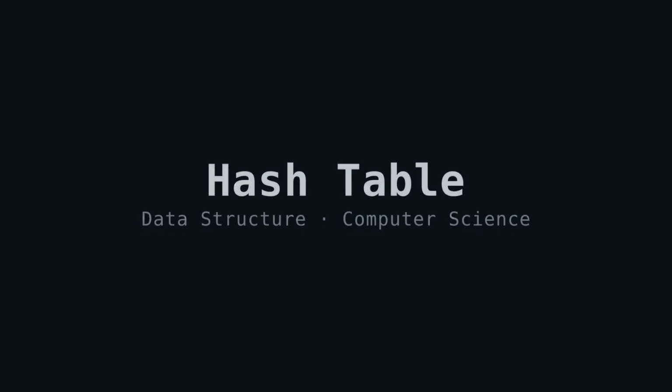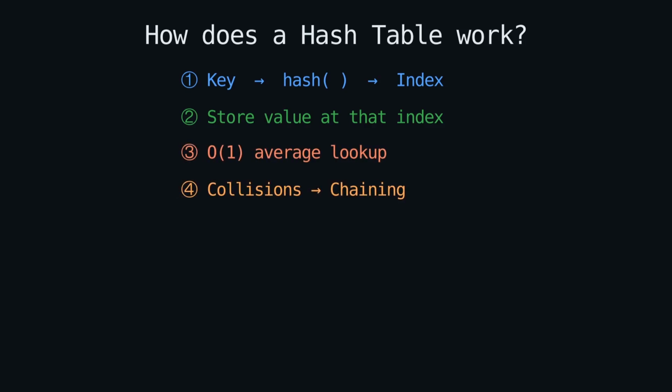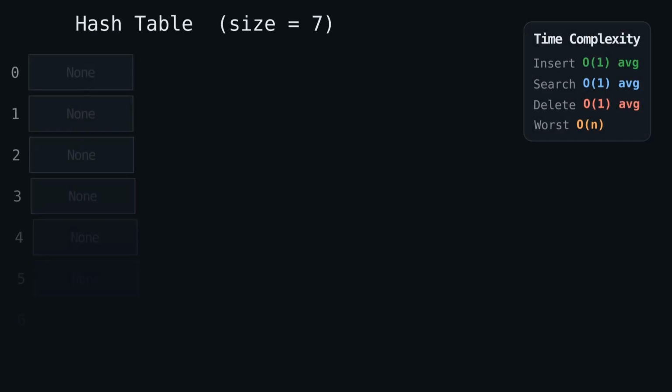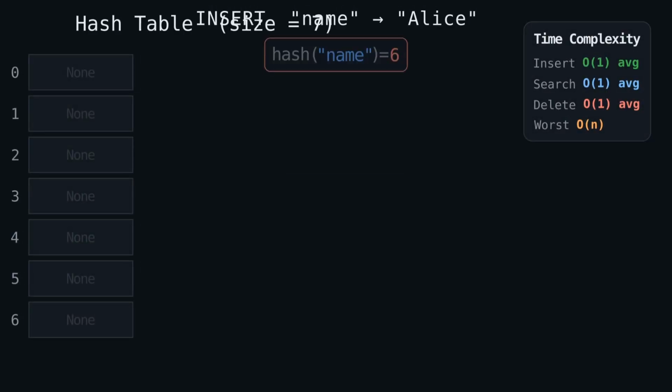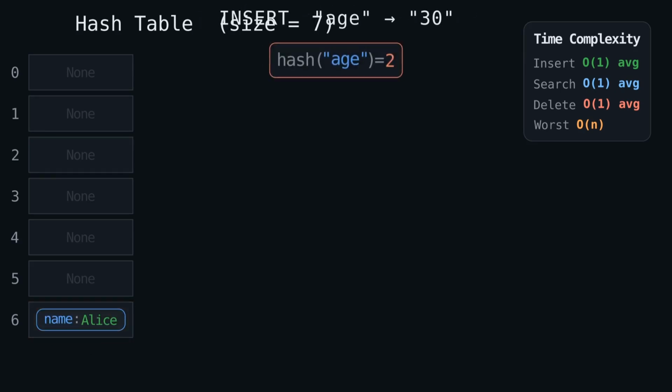A hash table stores key-value pairs. A hash function takes a key, computes an index, and stores the key-value pair at that index. The same key always produces the same index. That makes lookup fast, with no need for a linear search.